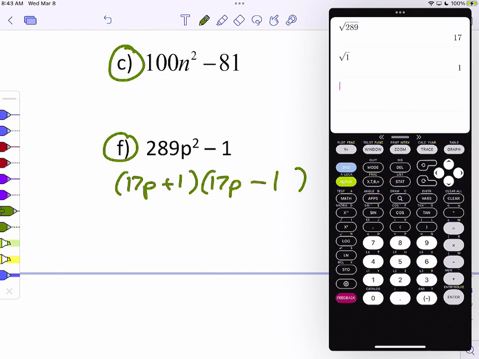It would be like this. Okay? Square root of 289 is 17. So it would be 17 and 17. P is raised to an even power, so you got P and P. And then 1 is the perfect square. Some people forget about 1. 1's the perfect square. And so that one is difference of squares.